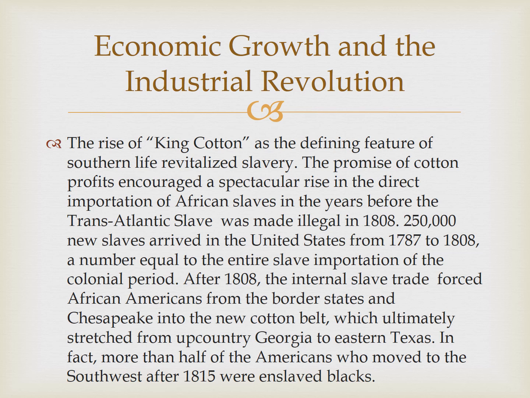It says, after 1808, the internal slave trade forced African Americans from the border states and the Chesapeake into the new Cotton Belt, which ultimately stretched from upcountry Georgia to eastern Texas. In fact, more than half of the Americans who moved to the Southwest after 1815 were enslaved blacks, thanks to the cotton gin.